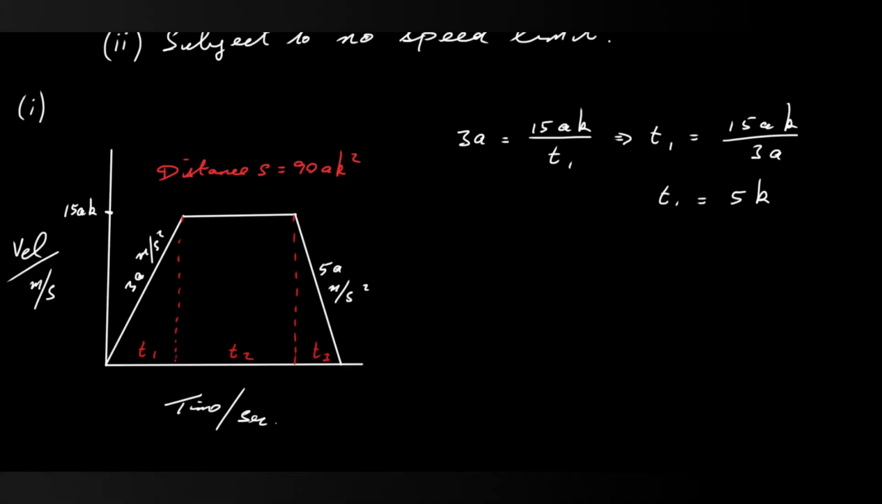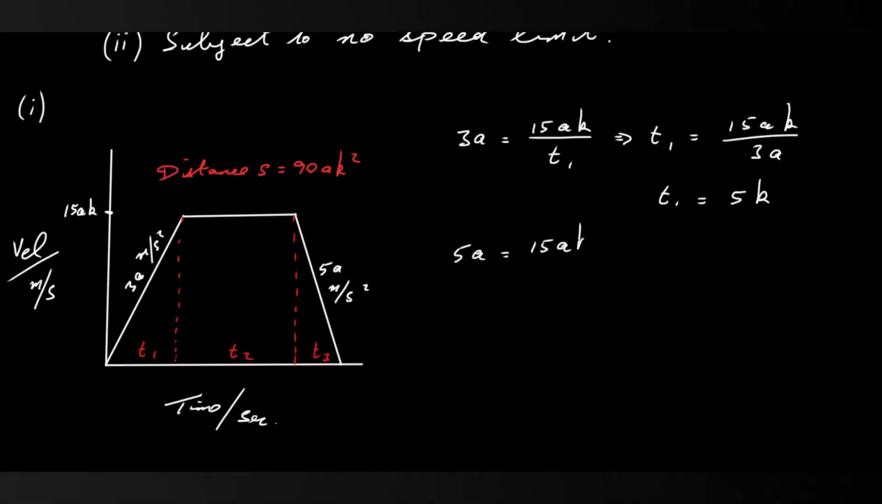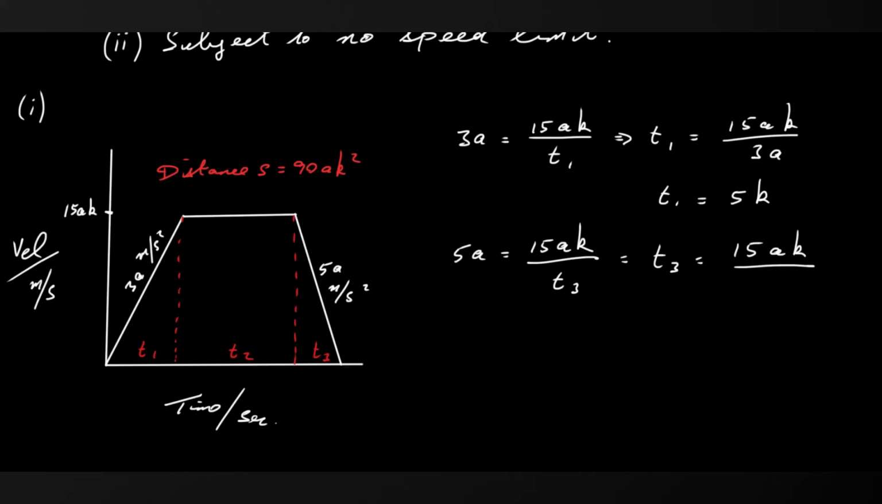Let's do the same for t3. So we know that 5a is going to be equal to 15 ak, so this distance here, divided by this distance here. So it's 15 ak divided by t3. That'll give us t3 is equal to 15 ak all divided by 5a. That'll finally just give us t3 equal to 5 into 15, 3. The a's will cancel and you'll end up with k there.